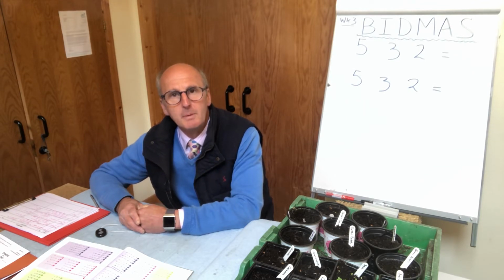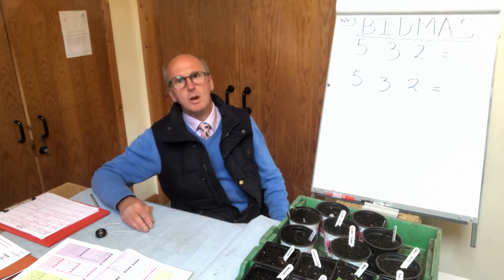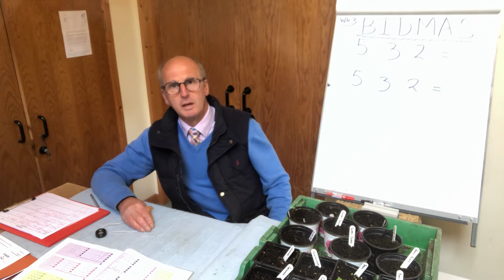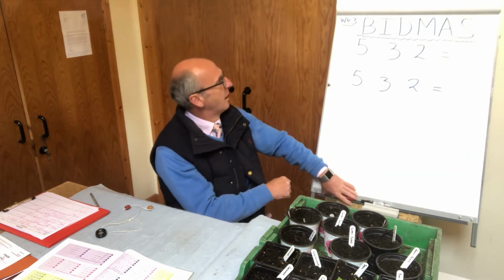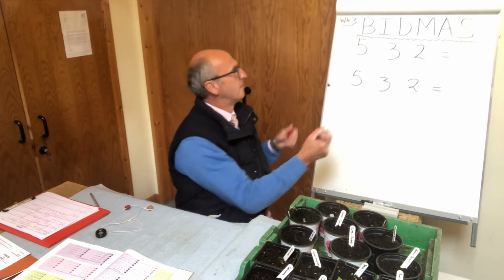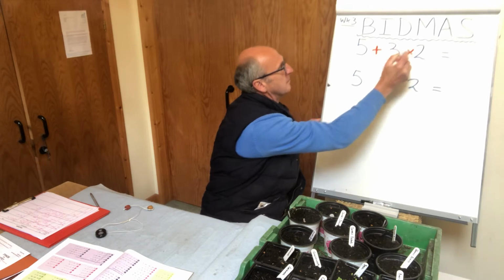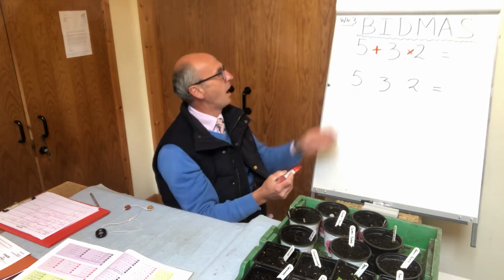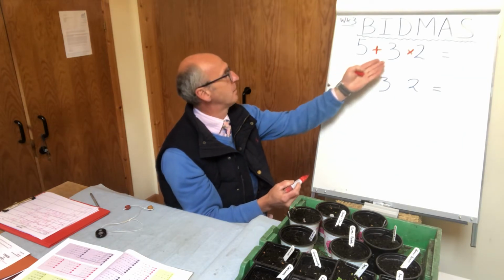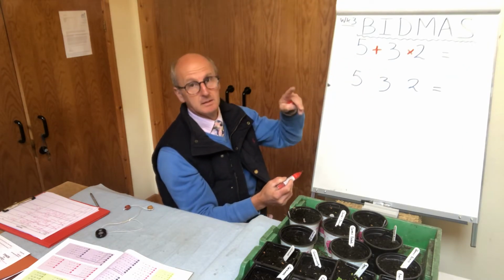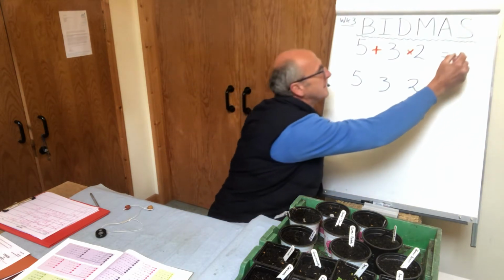Now, on the board behind me, I put some numbers up there, and I'm just going to very quickly demonstrate to you what on earth I'm talking about. Watch closely. If I do 5 plus 3 multiplied by 2, I'm going to go in the order we'd normally read in. 5 plus 3 is 8. Times by 2 is 16.